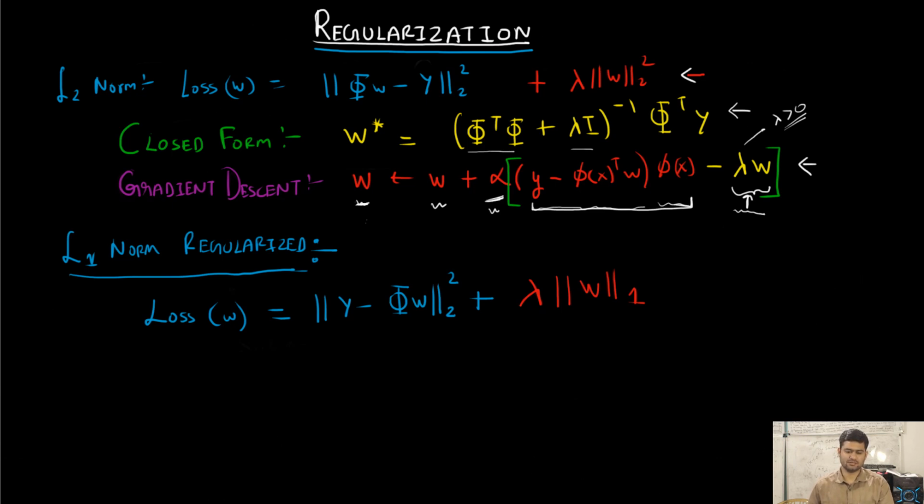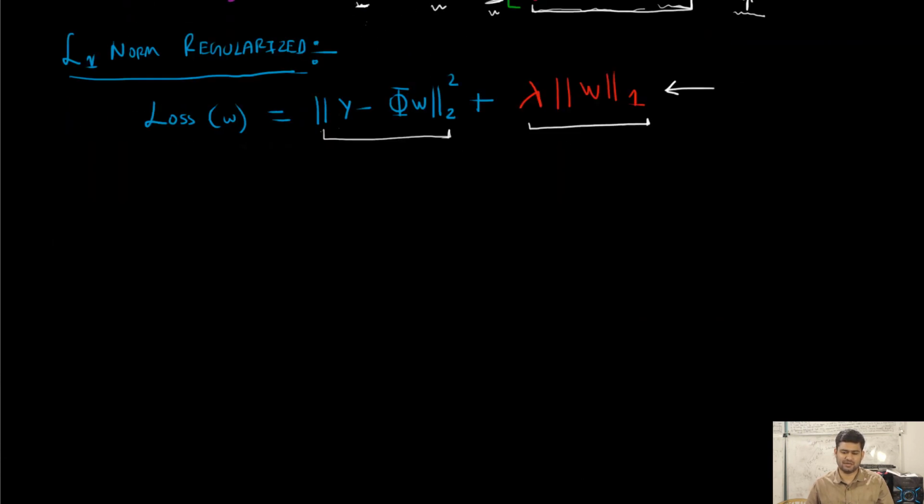The L1 norm regularized least square has the following loss function, which is the L2 norm of the error vector, or the sum of the squares of the errors, plus lambda times the L1 norm of W. And as we know, this L1 norm is not differentiable when any component of the vector W is equal to 0. So W is an n-dimensional real vector, and whenever any component of W is equal to 0, the objective function is not differentiable.